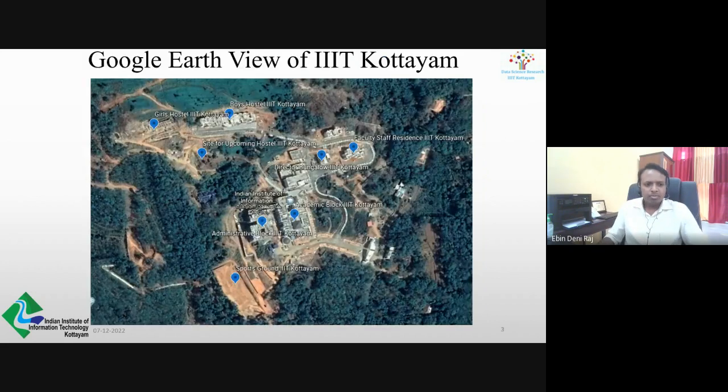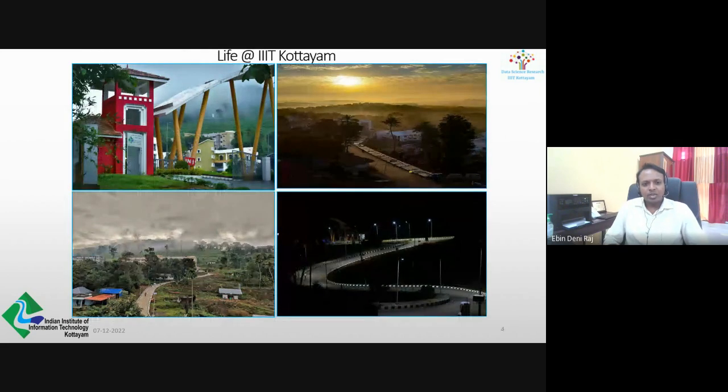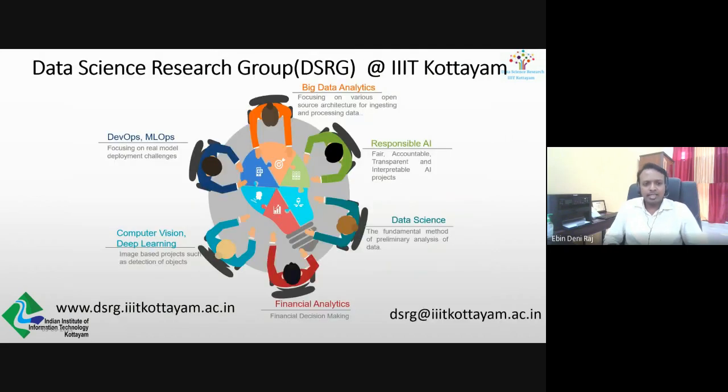And just a few snippets of the campus. In case you are coming down to Kerala, you're always welcome to visit the campus, and always open for research discussions. As already mentioned by Dr. Rachel, I belong to the data science research group, and we have around 15 faculty in this research group working on various subdomains of data science, as well as responsible AI.